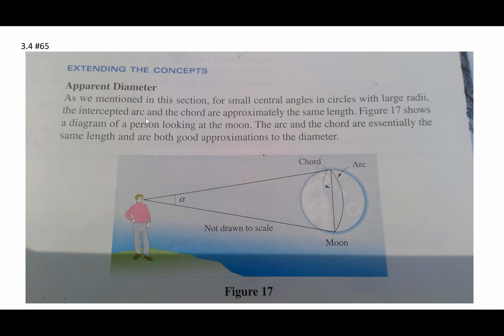Alright, next one, 3.4, number 65. This is talking about the moon, right? This is the apparent diameter. Apparent diameter of the moon. This is kind of funny. You think of diameter as diameter, right?